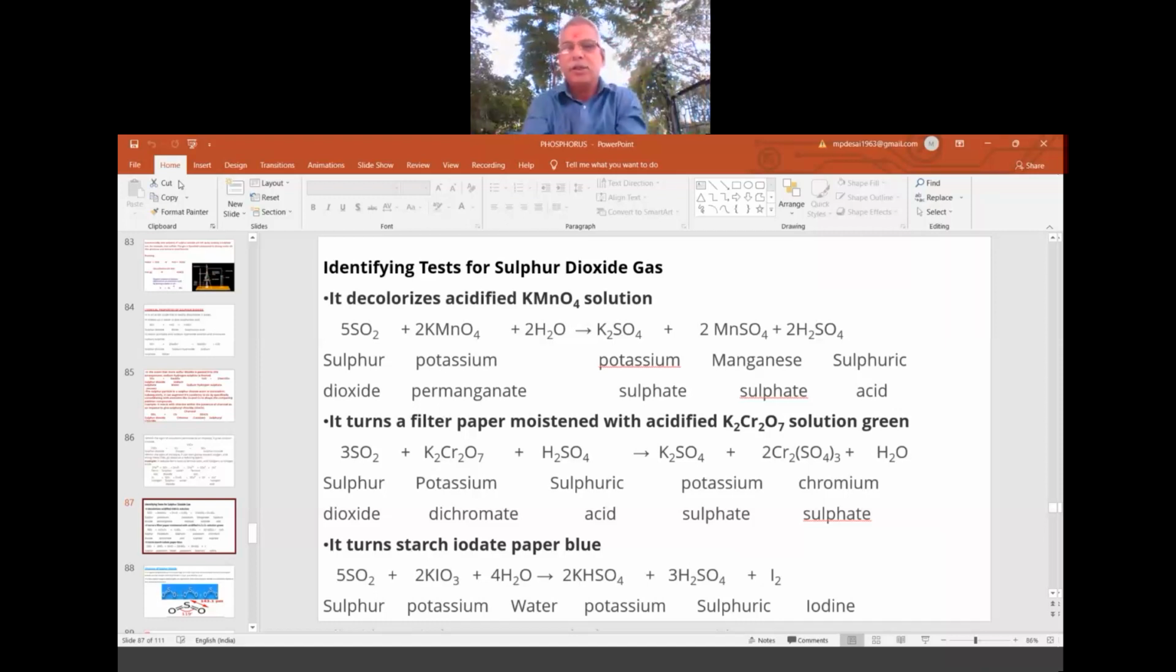So immediately you see the green coloration. So that green coloration is because of what? Because of formation of chromium sulfate. So it is the green color of chromium sulfate that forms on the surface of the filter paper. That's why it looks green.